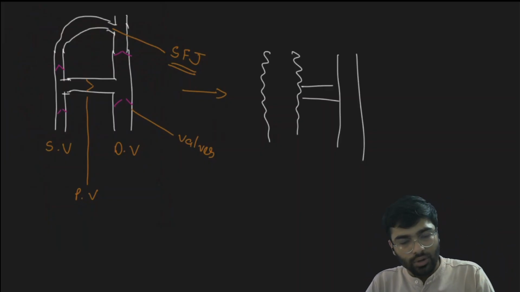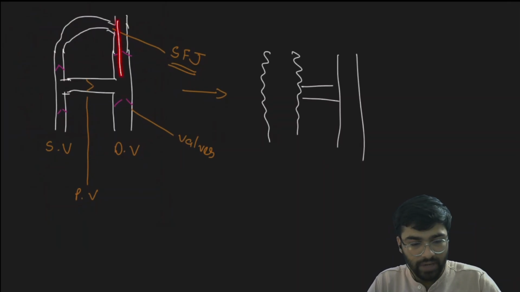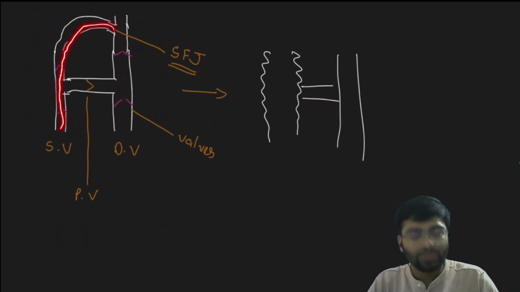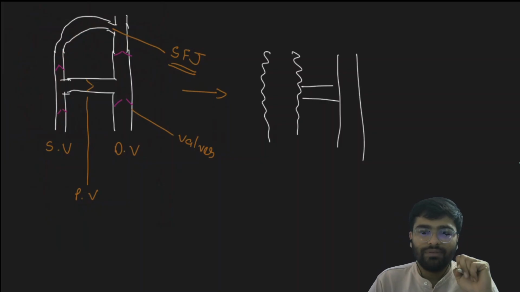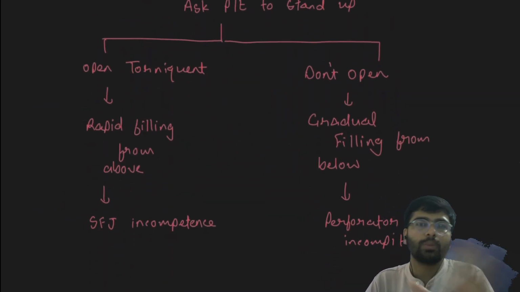Okay, so once you have tied a tourniquet here, and then you ask the patient to stand up, what will happen? Of course, the blood will come down through deep vein because deep vein is not obstructed, but blood will not come to superficial vein. That is the use of this test. But what if blood comes to the superficial vein? There is a problem. Okay, so here I've written empty leg and tie tourniquet below saphenofemoral junction and ask the patient to stand up. Now initially don't open the tourniquet.